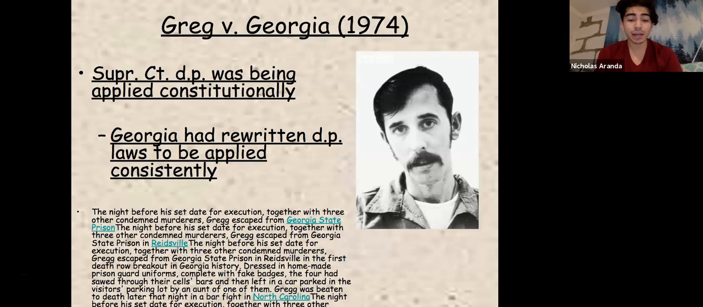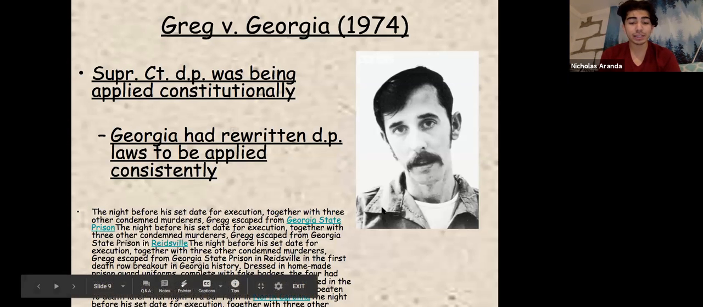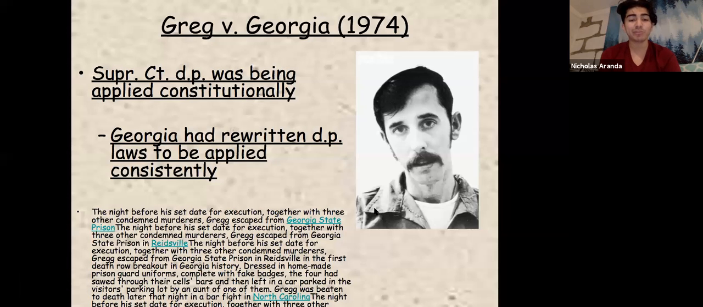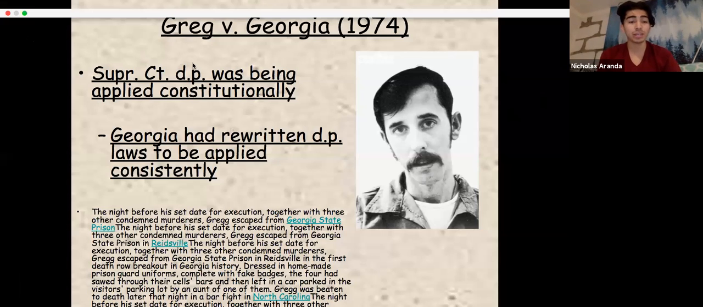Gregg was beaten to death by individuals in North Carolina. And so part of the question was, was the death penalty applied constitutionally here? The man was not killed in the way that the state had planned he was going to be killed. He was killed in a more vigilante fashion by guards. And the Supreme Court ruled that because the state had still carried it out, it was still constitutional. So it was a really big deal historically.